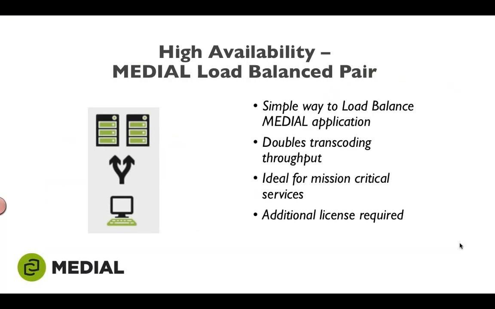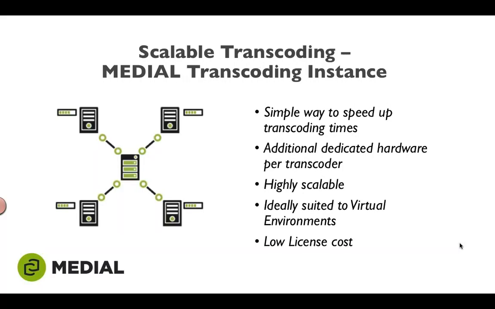So now we have a way of doing high availability. A lot of our larger clients like to deploy Medial as a load balance pair. This has two benefits. One, it makes it highly available, and you can do load balancing. But two, it doubles the speed of the transcoding, because each of the Medial instances, regardless of whether they're being used to serve web pages or serve content, will still be doing transcoding as well. Additional licenses are required for that, but that's something that can be done now. We can scale your deployment in terms of transcoding as well.